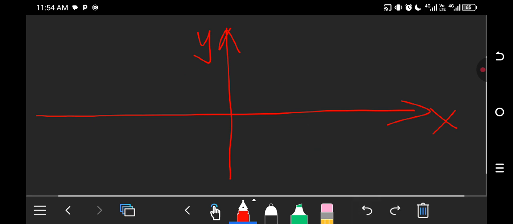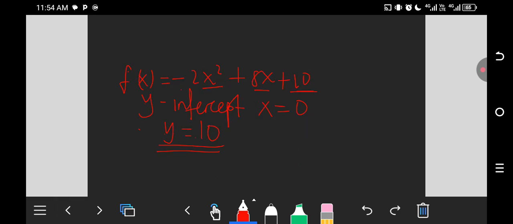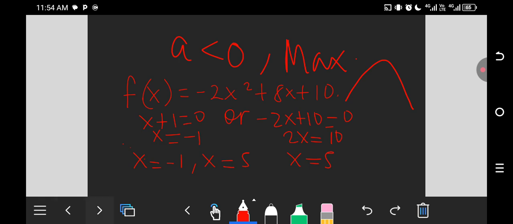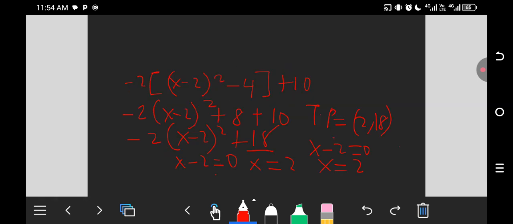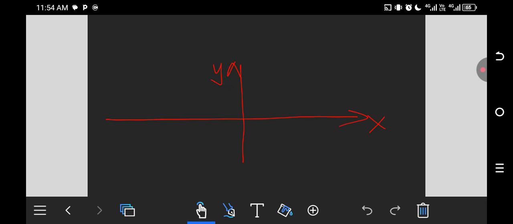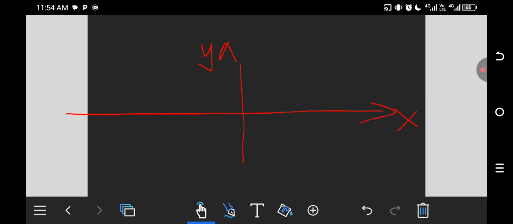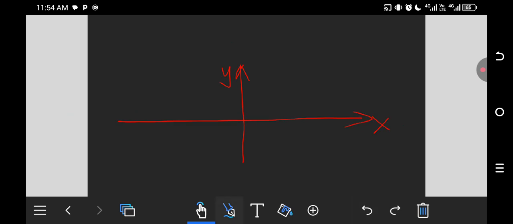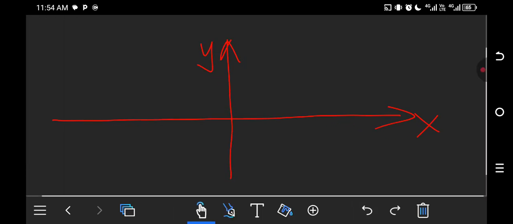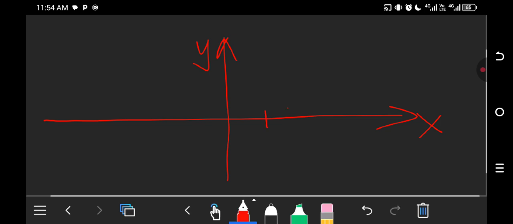So the first thing we need to understand here is to locate the turning point. What is the turning point? The turning point we got is 2, 18. So we're going to write the turning point there. So the turning point 2, let's have 2 there, then 18 somewhere there. This is not drawn to scale, of course. So that is the turning point.